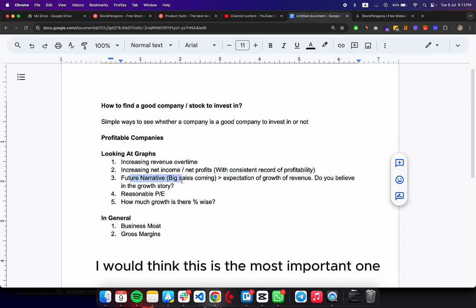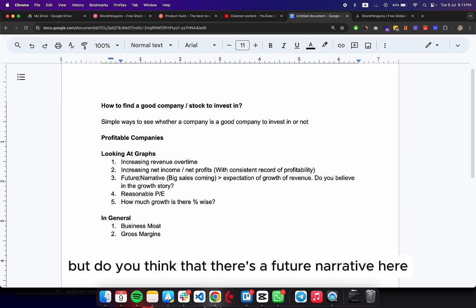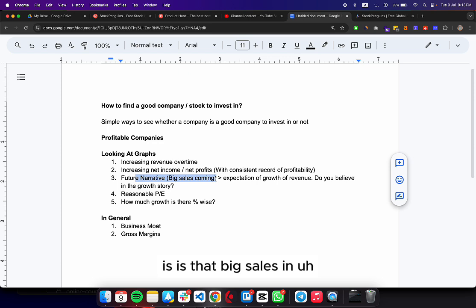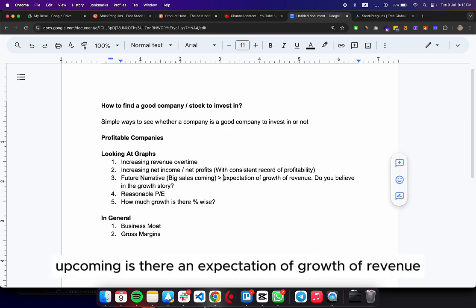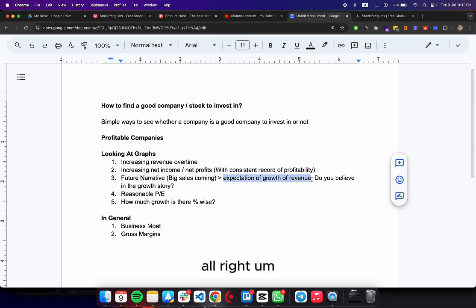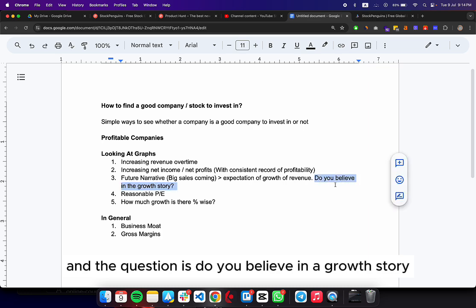And then number three, I would think this is the most important one. To me, it's quite important. Do you think that there's a future narrative here? Is there big sales upcoming? Is there an expectation of growth of revenue? All right. And the question is, do you believe in the growth story?